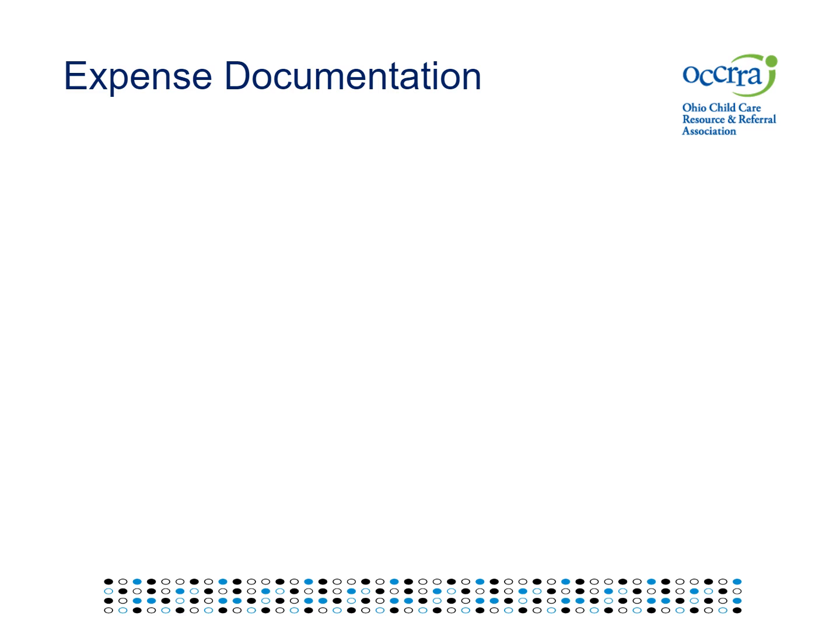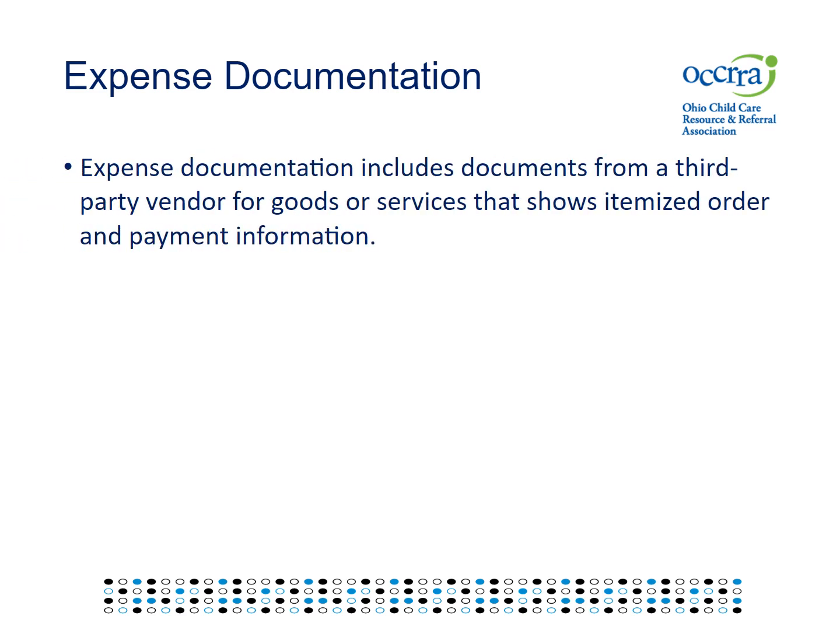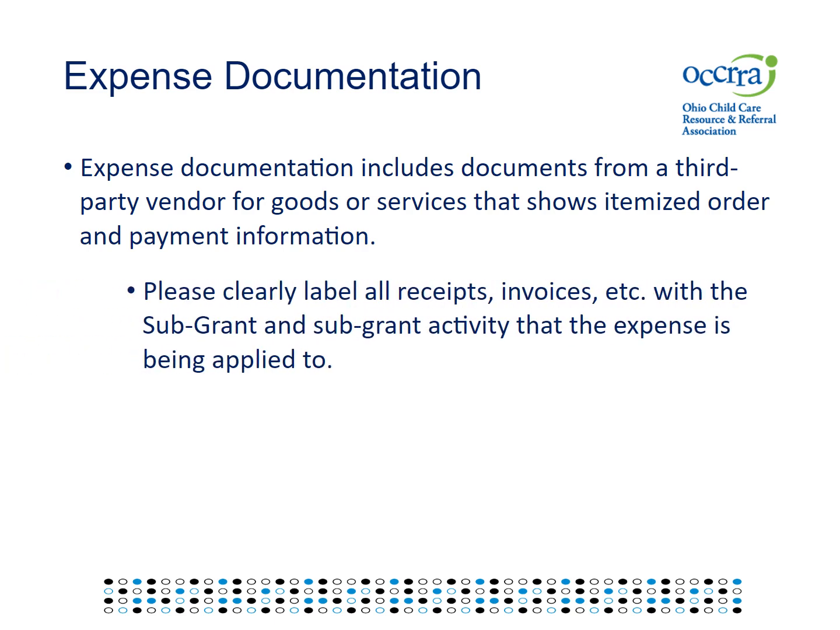Now we will talk more about expense documentation. Expense documentation includes documents from a third-party vendor for goods or services that shows itemized order and payment information. Please clearly label all receipts, invoices, etc. with the subgrant and subgrant activity that the expense is being applied to.